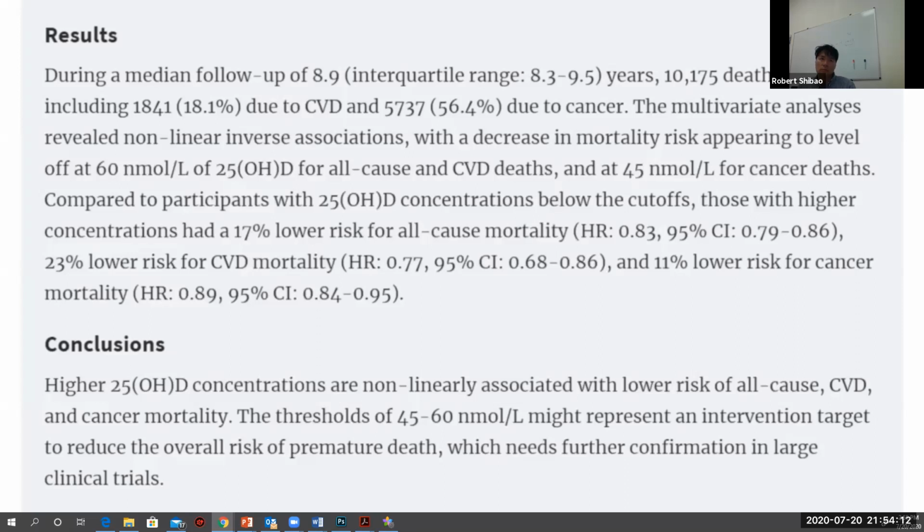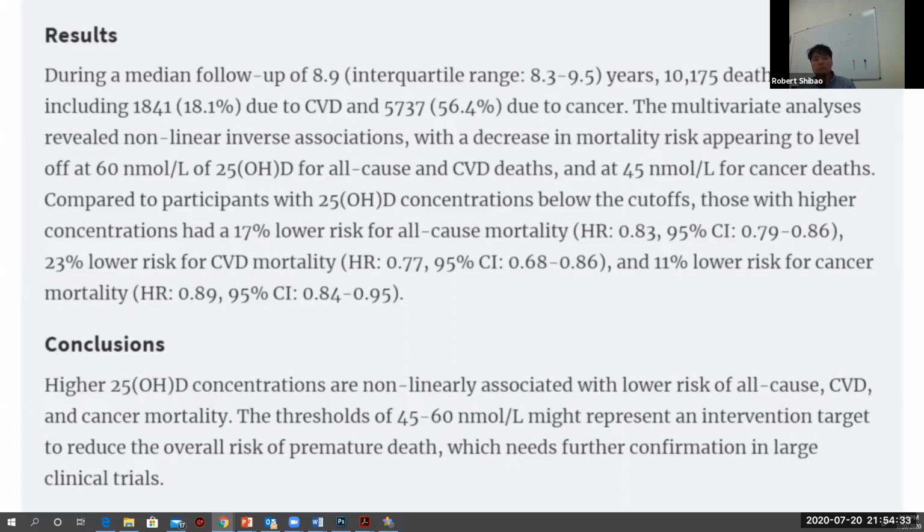So their conclusion was that higher 25-hydroxy vitamin D concentrations are non-linearly associated with lower risk of all-cause, cardiovascular disease and cancer mortality. The thresholds of 45 to 60 nanomoles per liter might represent an intervention target to reduce overall risk of premature death, which needs further confirmation in large clinical trials.